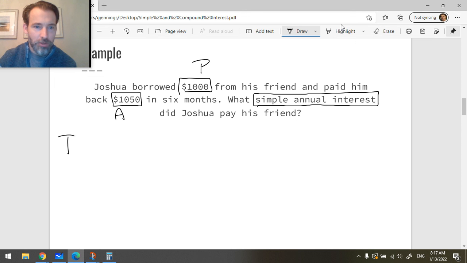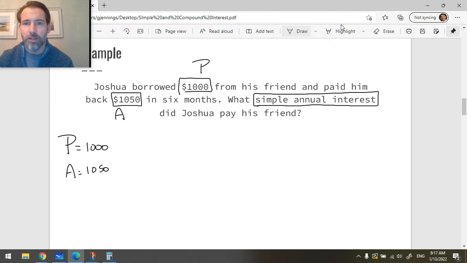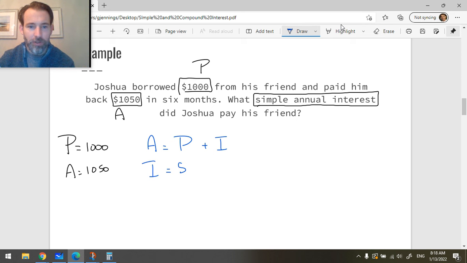Okay, let's just write down our values. P equals 1,000. The A equals 1,050. And now let's go ahead and put this into some of our formulas here. So amount equals P plus I, the interest. That's total paid. So we can use this to calculate, I've already said it, the I is equal to 50. Okay, so we can see that, right? This plus some number equals this, so 50.